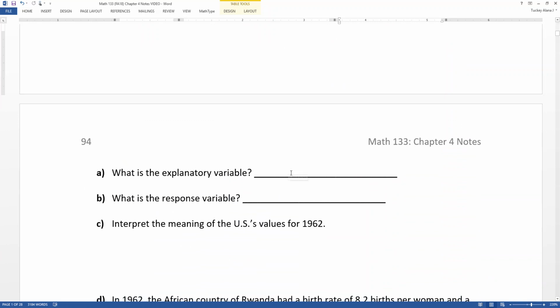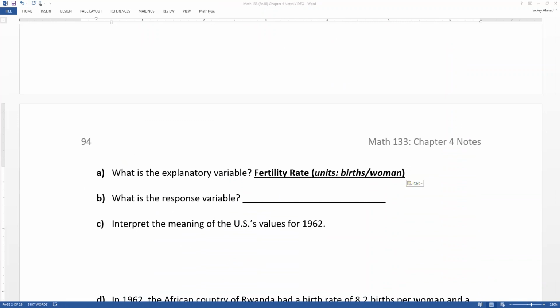Now, they didn't specifically ask for it, but it doesn't hurt to note that there are units for both of these. The units for fertility rate is births per woman. The units for the response variable is years.